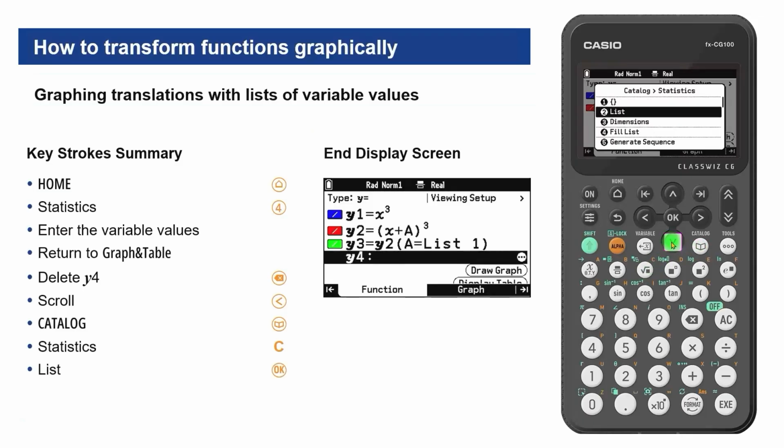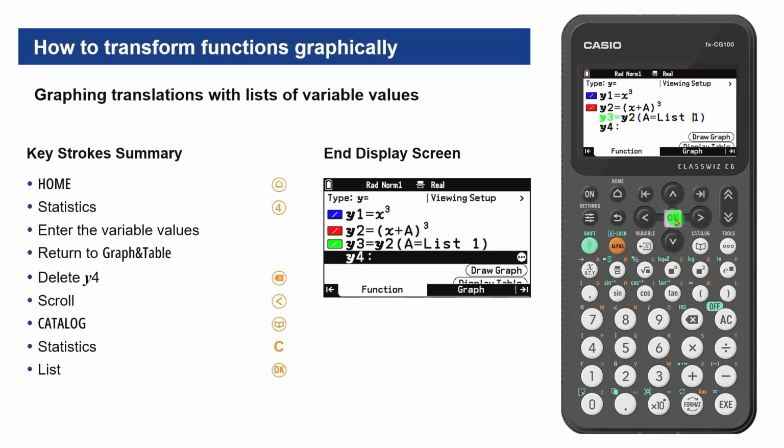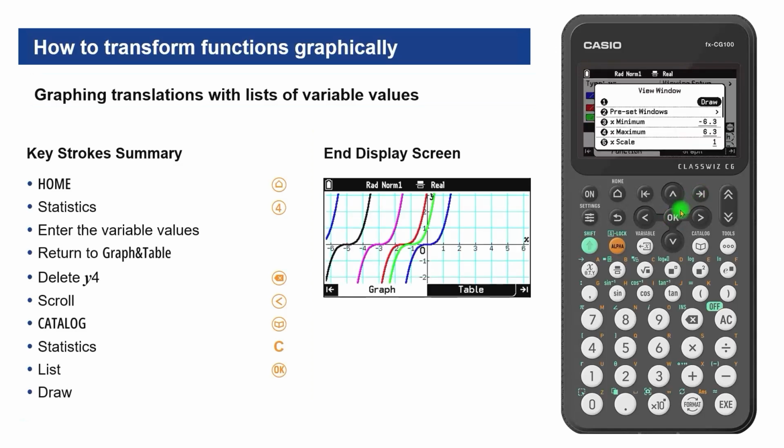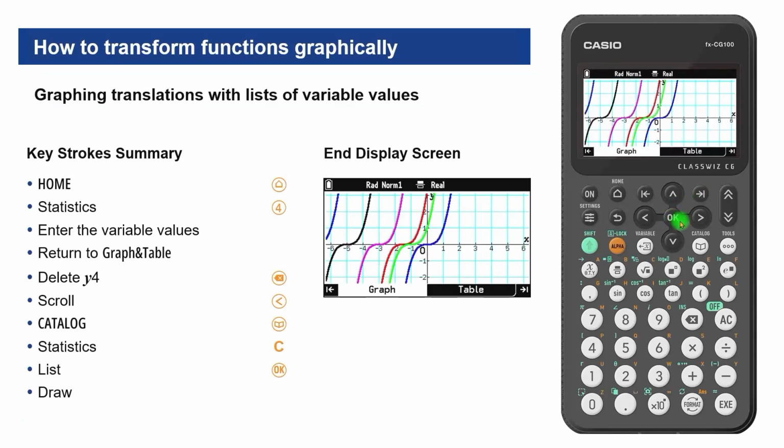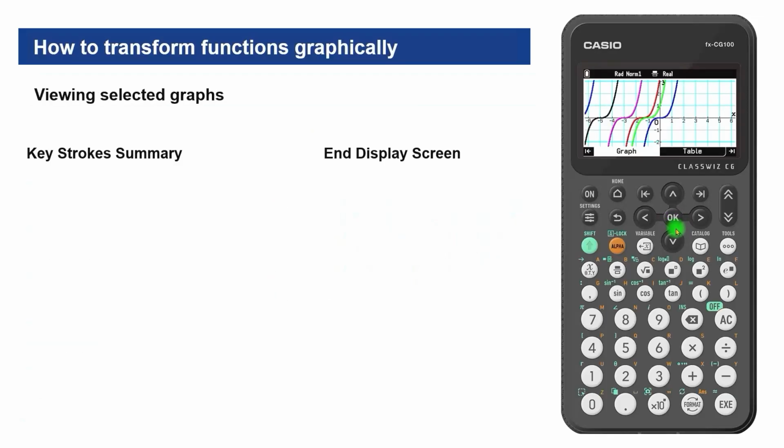From the submenu, select the list command and draw to sketch translations for all 5 values of variable A. If there are multiple functions stored, it can be confusing to sketch all of them at once. To avoid this, instead of deletion, functions can be deselected to prevent drawing.